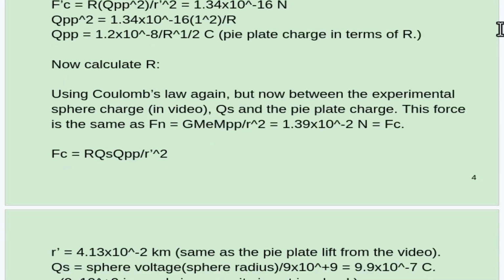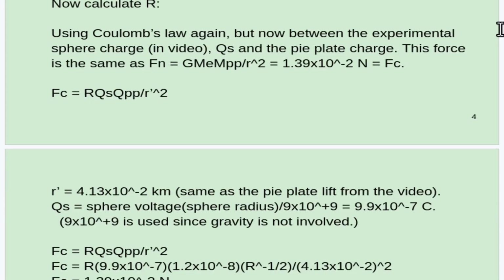Now calculate r. Using Coulomb's law again, but now between the experimental sphere charge in the video, Qs, and the pi plate charge. This force is the same as Fn, as we calculated before, 1.39 times 10 to the minus 2 newtons. And we come up with an Fc. There's the formula.